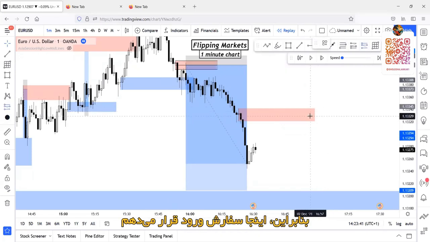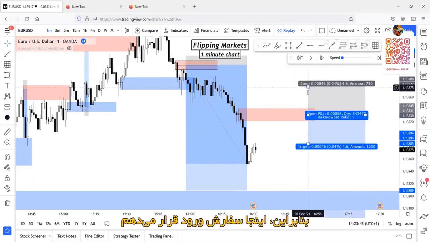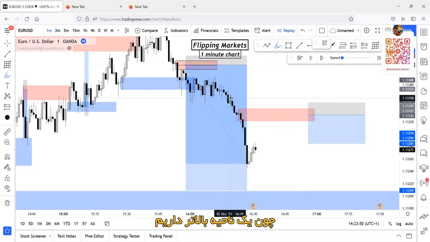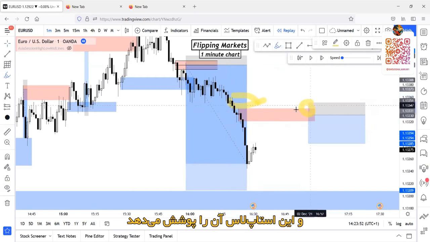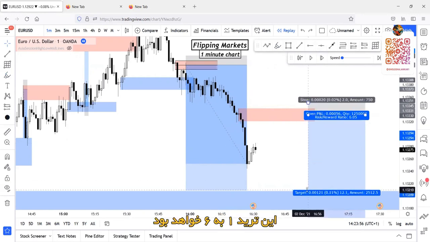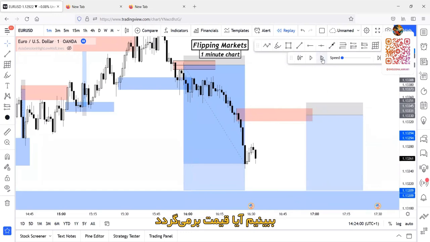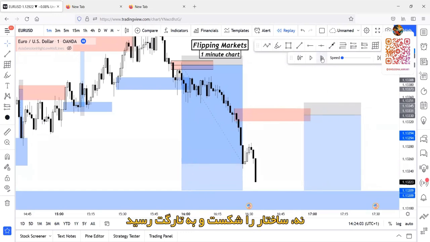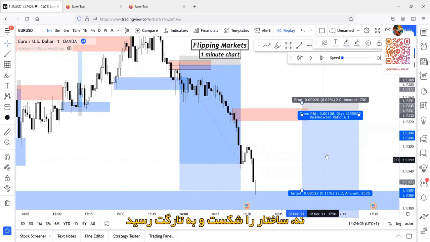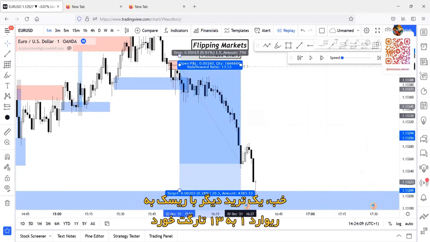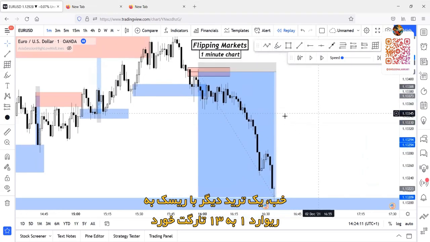So I will just set my limit here with 2-point stop loss because we actually have this upper zone right here and the stop loss will cover it. So this will be 1 to 6. Let's see if it comes back up. No, it actually broke structure and it actually hit TP. So yeah, one more trade hit for 1 to 13 risk reward.